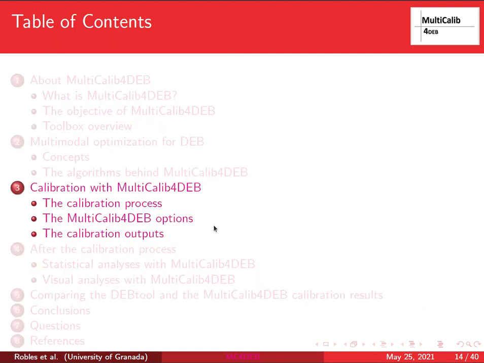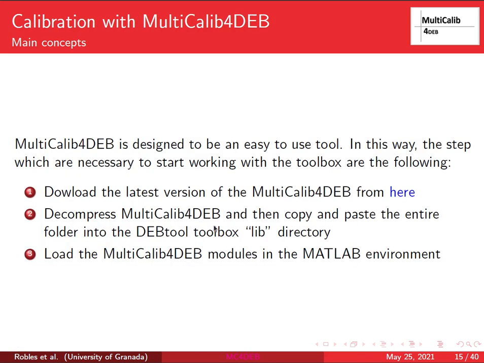Let's explain how to calibrate with MultiCalifor Dev. MultiCalifor Dev is prepared for its integration within the DevTools toolbox. In this way, it is only necessary to download the toolbox. You can do it freely from the GitHub repository. Then decompress the directory and copy it into the DevTools lib folder, and finally load the modules on MATLAB.